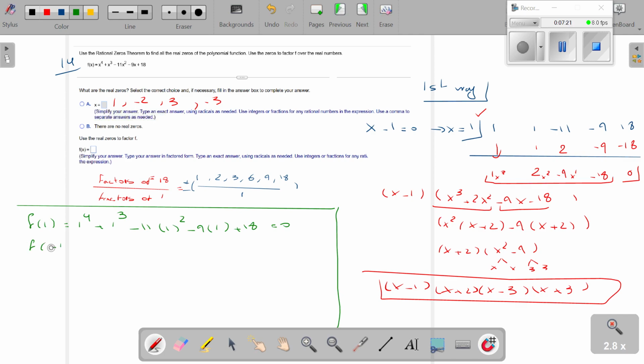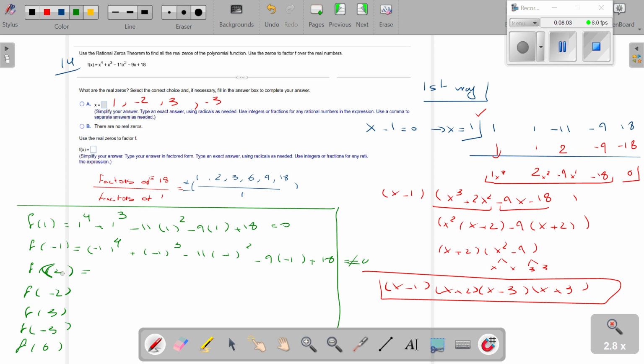Then I have to try f of negative 1. When you replace that, negative 1 to the 3, negative 11, negative 1 to the 2, minus 9 times negative 1 plus 18. This is not equal to 0. So negative 1 is not a factor of the function. Then I have to do that for all those numbers, f of 2, f of negative 2, f of 3, negative 3, then f of 6, f of negative 6, and so on. So I have to see if they are equal to 0 or not.